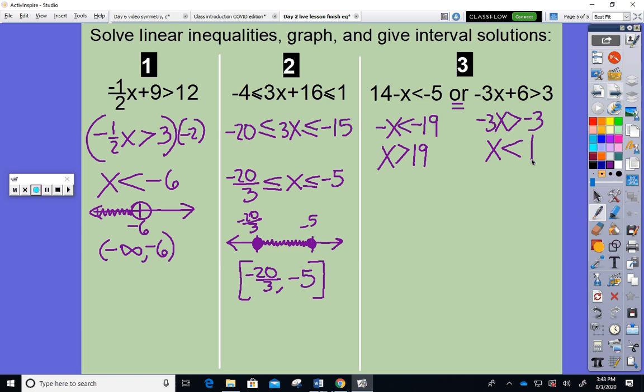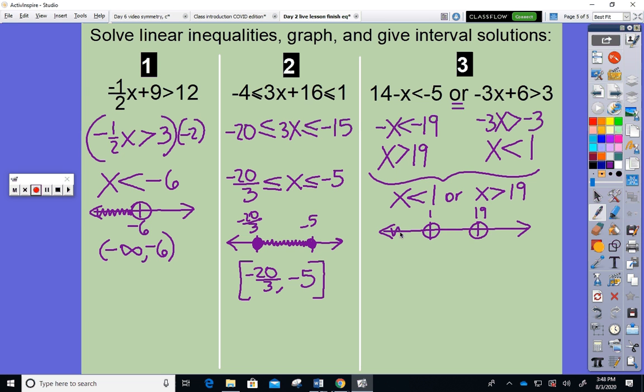So if I put it in more of a correct order, I would say that means x is to the left of 1 or x is to the right of 19. Now it's in a more readable left to right order, and it makes sense now because if I have 1 and 19 on the number line, shade left of 1, shade right of 19, and as predicted it's two shaded regions, therefore it is two intervals.